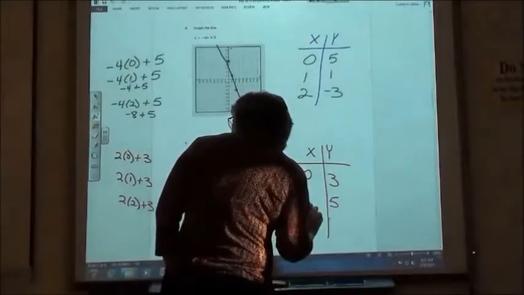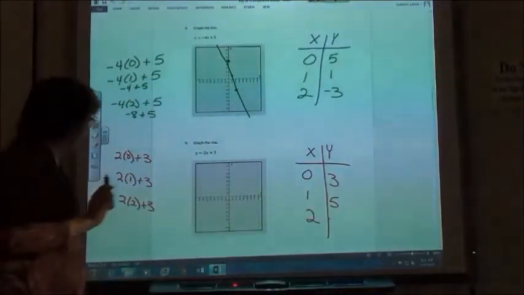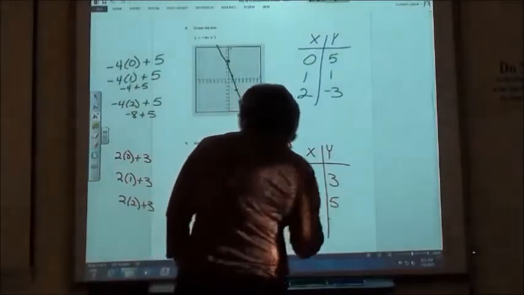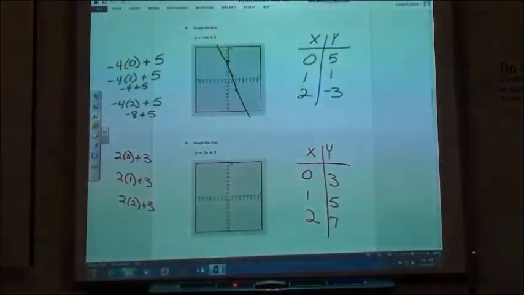2 times 2 is 4, plus 3, that's 7. Otherwise, we'd have to use a negative 1 and go the other direction if the number was too big and wouldn't fit on our graph, right?